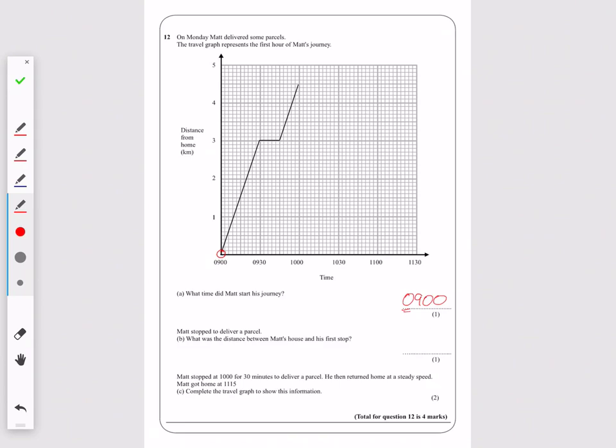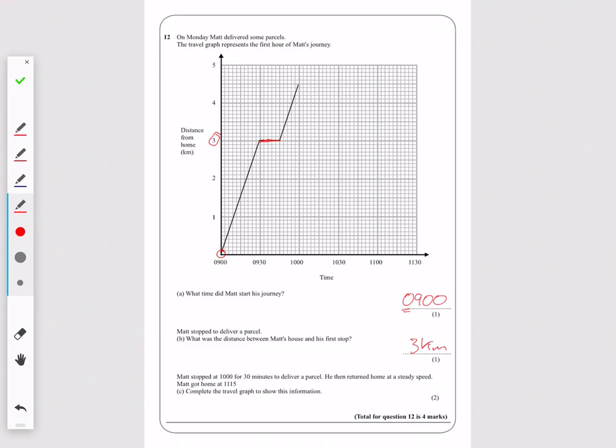Matt stopped to deliver a parcel. What was the distance between Matt's house and his first stop? So a stop is when we've got a horizontal line here. So that's when he first stops, which is 3 kilometres from his house. So 3 kilometres. It says Matt stopped at 10 o'clock for 30 minutes to deliver a parcel. He then returned home at a steady speed. Matt got home for 11:15.